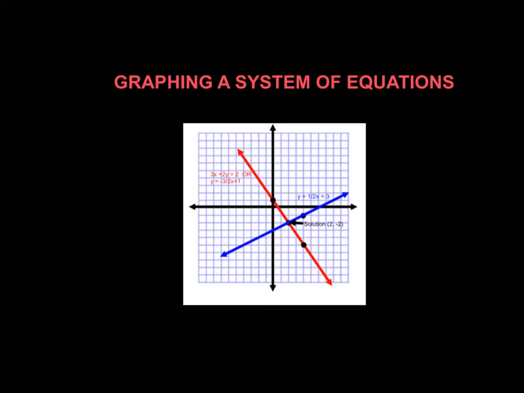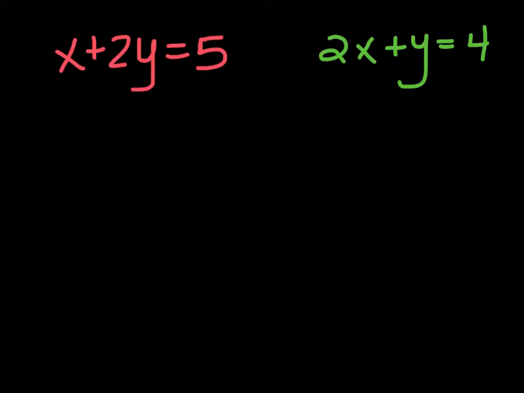So now we're going to learn about graphing a system of equations, which means graphing two lines on the same graph. So here we have two equations. And what we're going to do is graph both of them. And that's what it means to graph a system of equations. We graph two different lines in one graph, and we're going to see if they intersect or if they don't intersect.